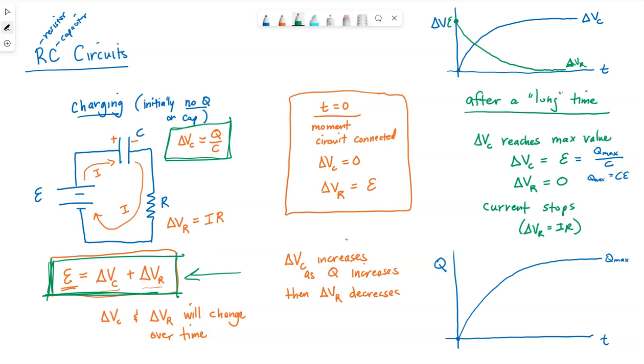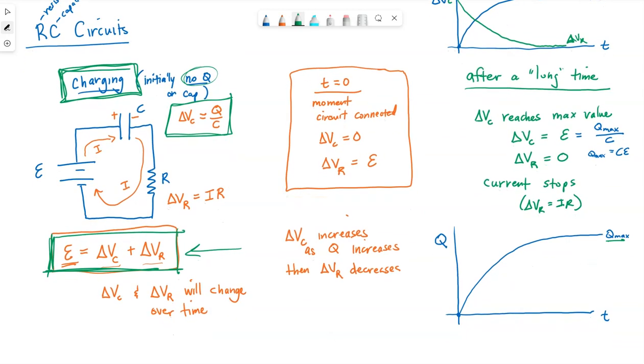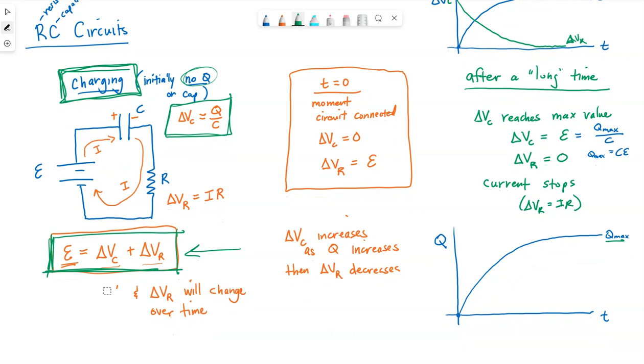What we end up with, now this is specific to what we're calling a charging circuit, because we're charging the capacitor up. We're starting with no charge and ending up with as much charge as possible, a maximum charge. Ultimately, we end up with a differential equation that you don't need to know how to solve because differential equations is not a prerequisite.